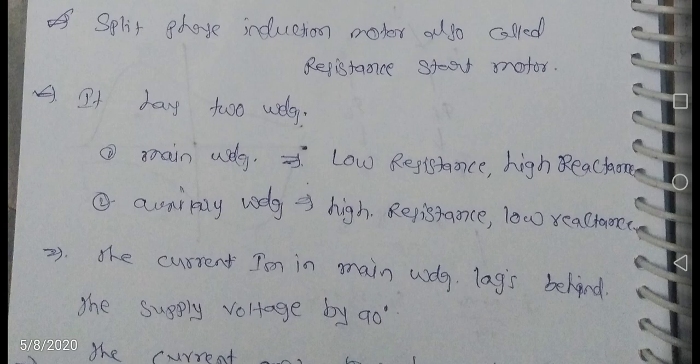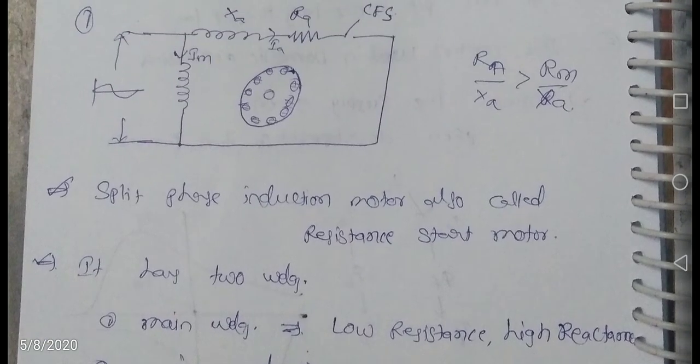The main winding remains the same, it exists in both running and starting conditions, but the auxiliary winding is present only in the starting condition. The main winding has low resistance, high reactance. The auxiliary winding has high resistance, low reactance. Again, the main winding has low resistance and high reactance, because there is no resistance in the main winding.